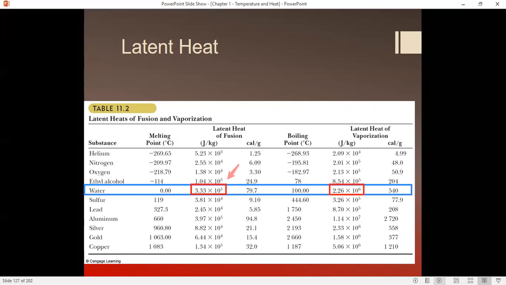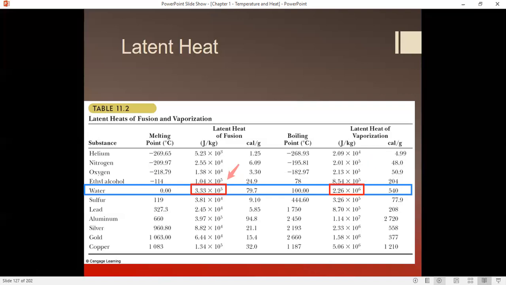Or conversely, if we're going to melt the ice, we've got to add 333,000 joules of energy to that liter of ice. Actually, it's a little bit more than a liter, but that's okay. To boil off a liter of water, it's 2.26 million joules of energy. So that's a really incredible amount of energy that it takes to go from a liquid to a vapor.